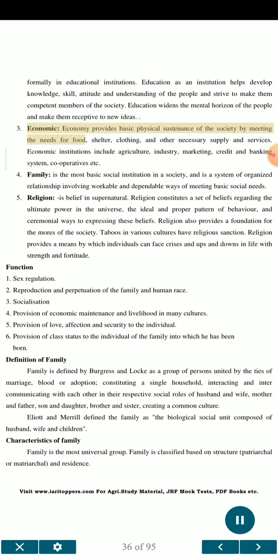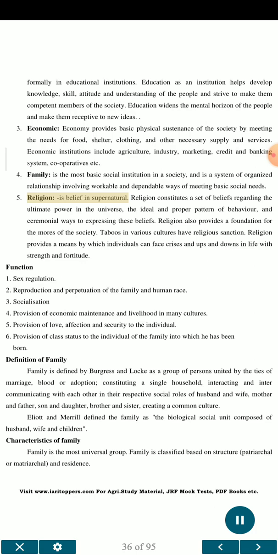3. Economic. Economy provides basic physical sustenance of the society by meeting the needs for food, shelter, clothing, and other necessary supply and services. Economic institutions include agriculture, industry, marketing, credit and banking system, cooperatives etc. 4. Family is the most basic social institution in a society and is a system of organized relationship involving workable and dependable ways of meeting basic social needs.